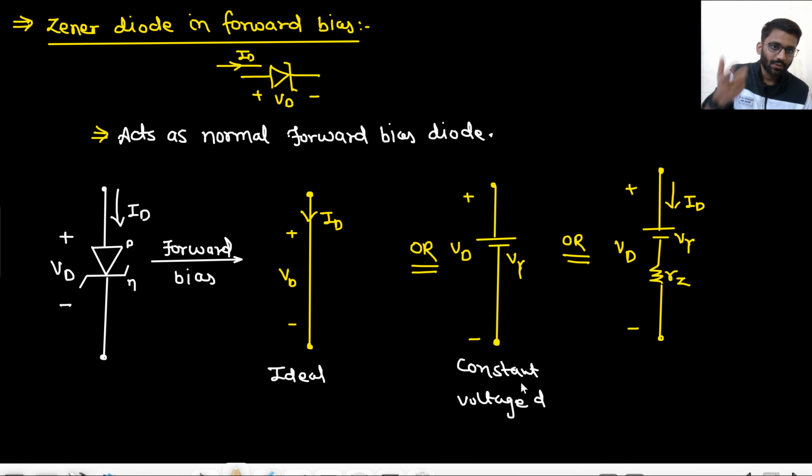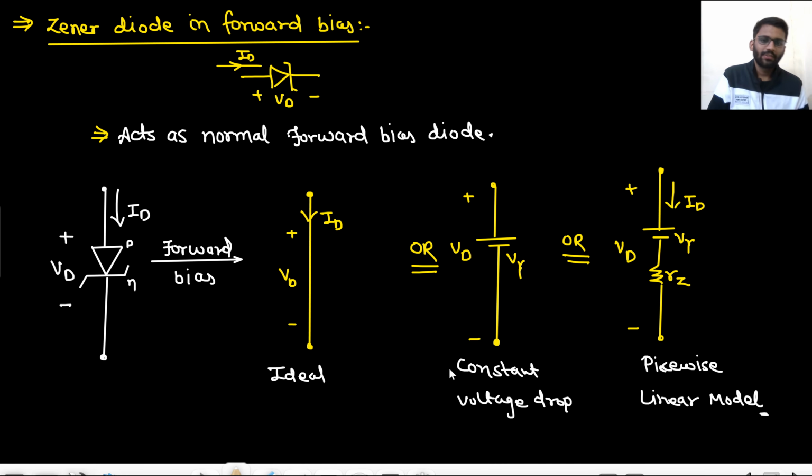Forward bias means it is on, right? This is forward voltage drop and this is the piecewise linear model. Okay, piecewise linear model, constant voltage drop and an ideal diode. That means it will be shorted, it will be replaced with a constant voltage, and it will be replaced with a constant voltage and a resistance.